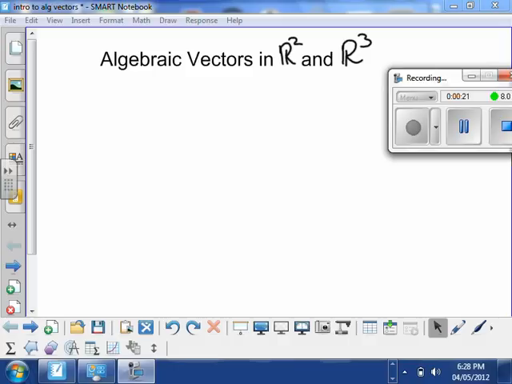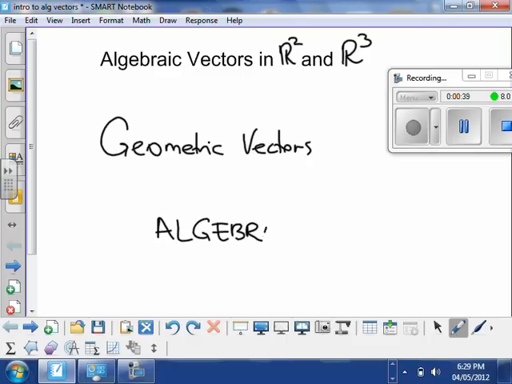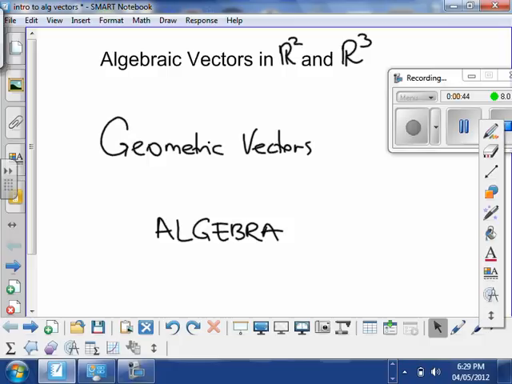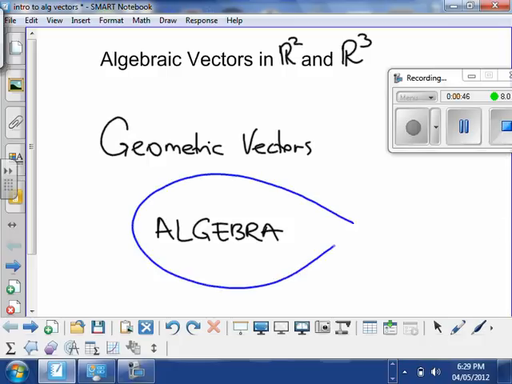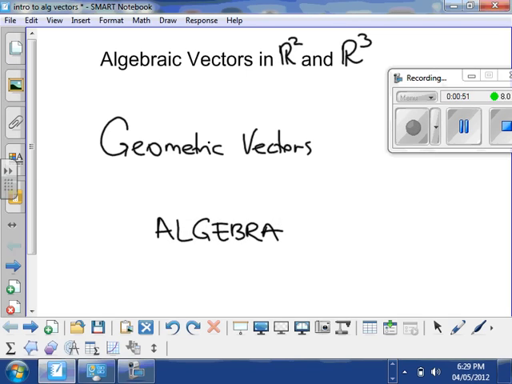First of all, algebraic vectors. What we have been studying so far, we've been studying geometric vectors. What we are going to do from this point on, we're going to add the power of algebra to our vectors. So from this point on, we will study the algebra of these vectors. So far, so good. Now, what else do I see in my title?